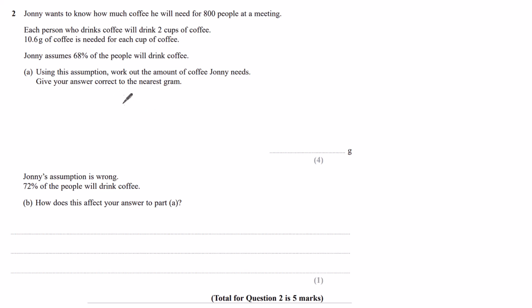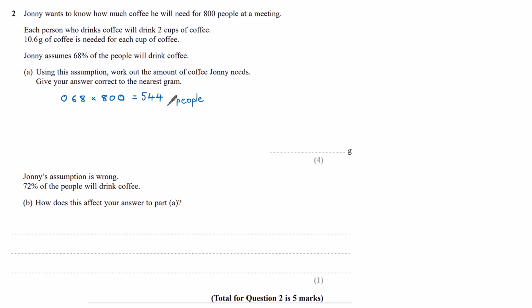So firstly, let's remember this is a calculator question. So we can work each of these values out on a calculator. But we're going to start with the 68% of people. So I need 68% of 800 people. Now 68% as a decimal, divided by 100, is 0.68. And so on a calculator, 0.68 multiplied by 800 gives me an answer of 544.